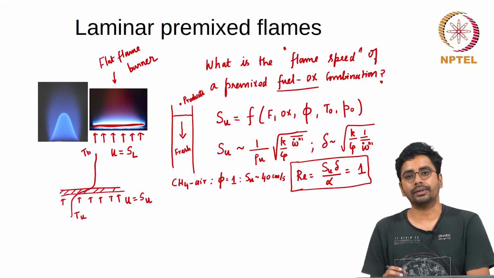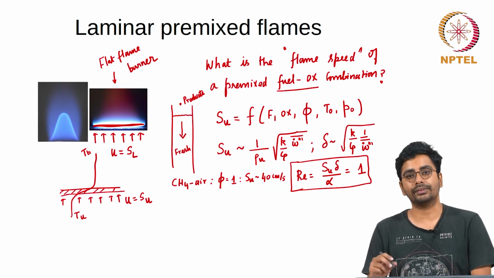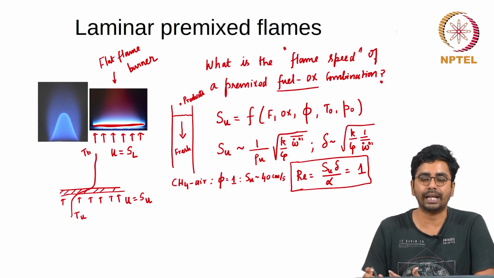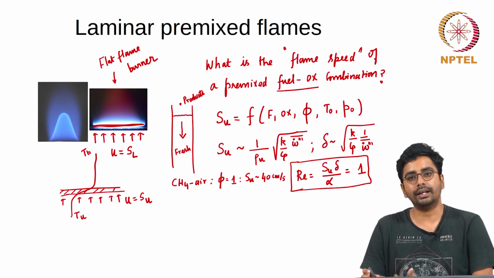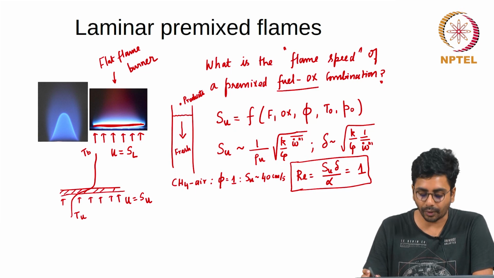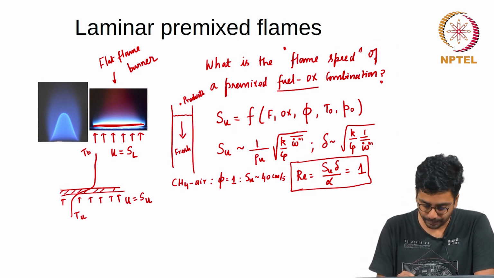Hydrogen air mixture will be much higher than this, about a few meters per second. Hydrogen oxygen will be much more than that, simply because hydrogen air is more reactive than methane air, and a stoichiometric mixture of hydrogen and pure oxygen is much more reactive than hydrogen air mixtures.